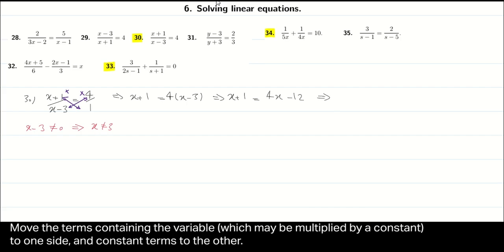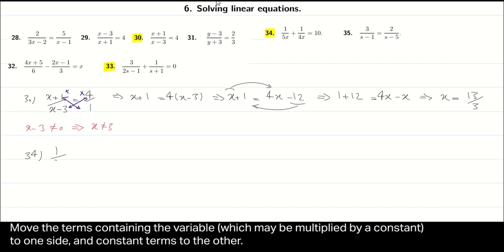Now what I can do, I can move the -12 to the left hand side, and I can move the x variable to the right hand side. So I have constant only on the left hand side, and I have variables only on the right hand side. So that means 1 plus 12 is equal to 4x minus x, which means my x value is equal to 13 over 3. Now let's say that we want to solve 34.